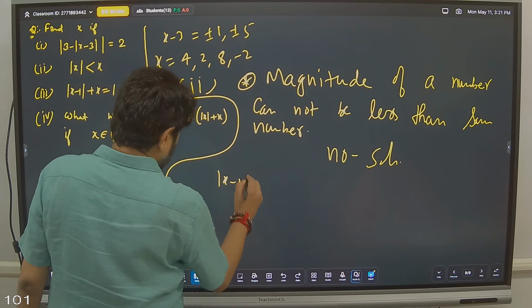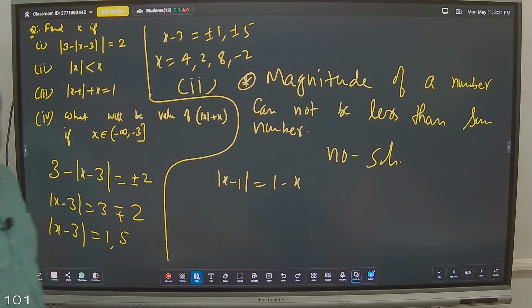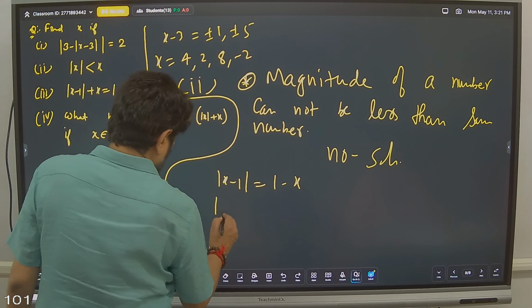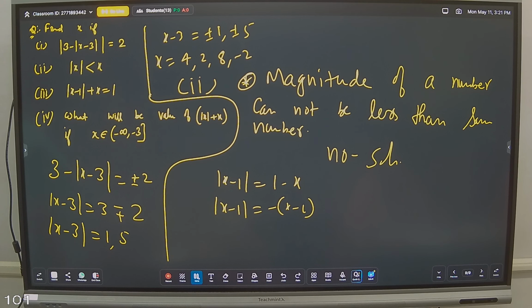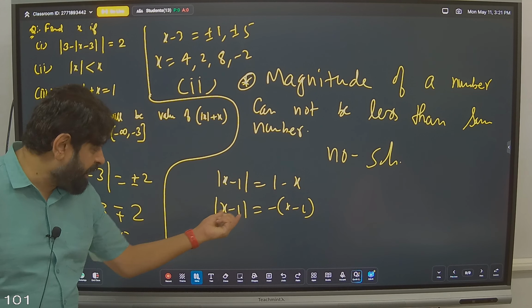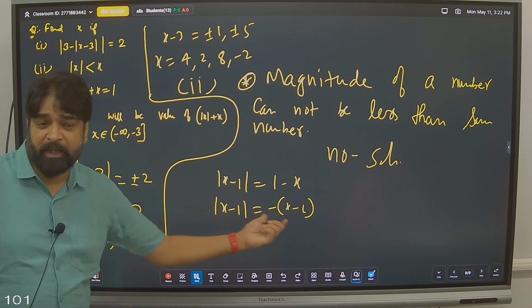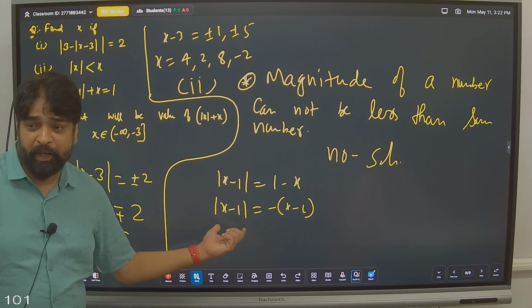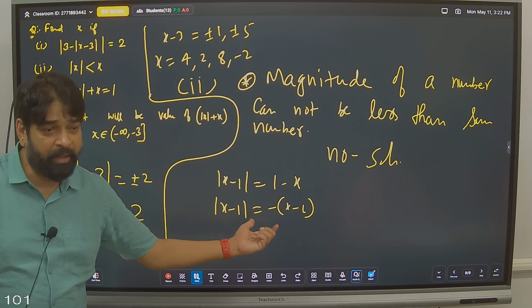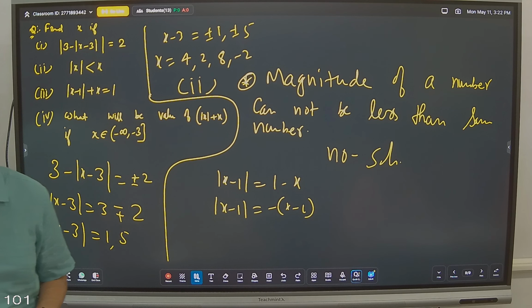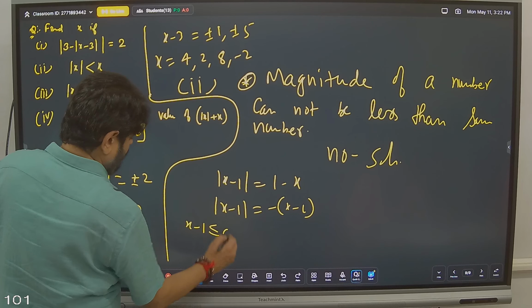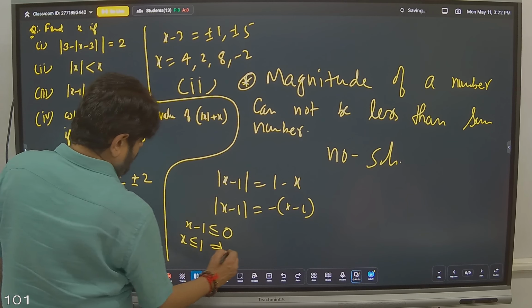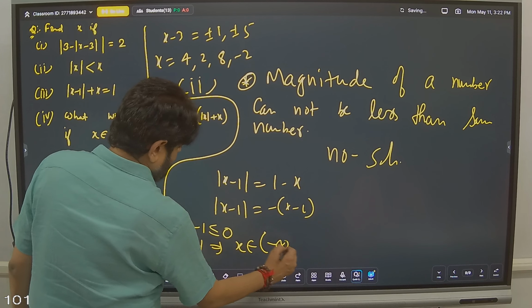So mod of x minus 1, can I write 1 minus x? Speak out. Mod of x minus 1, can I write minus of x minus 1? Think. Is it not looking like mod a equal to minus a? Suppose x minus 1 is the a. And mod a equals minus a when a is less than or equal to 0. That means x minus 1 less than or equal to 0, x less than or equal to 1. So x belongs to minus infinity to 1, closed.